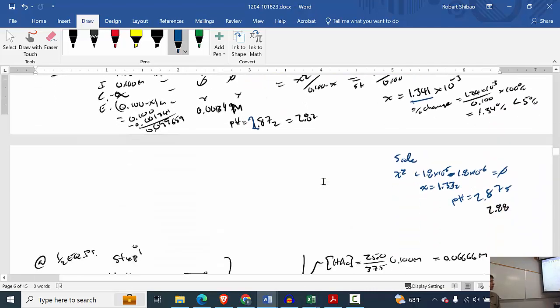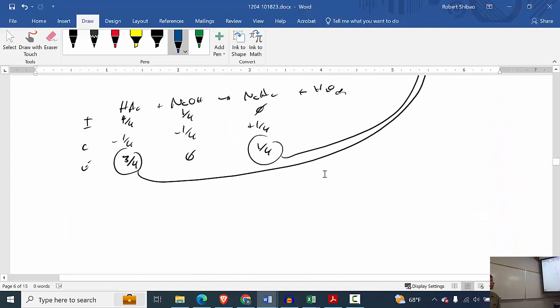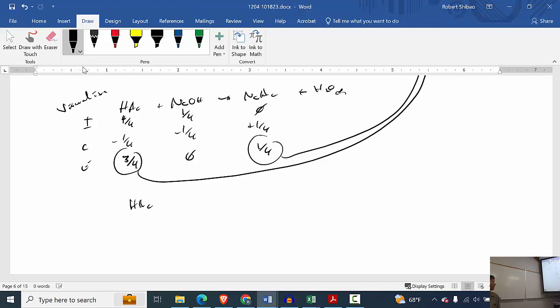How did I get to 3/4? 3/4 is very quick because it's this flip. The way I visualize it is I'm going to have my HAc and my NaOH, and I'm going to neutralize 3/4. So I have 3/4 of my NaAc, and my HAc is going to be minus 3/4. So I'm going to be left over with 1/4.